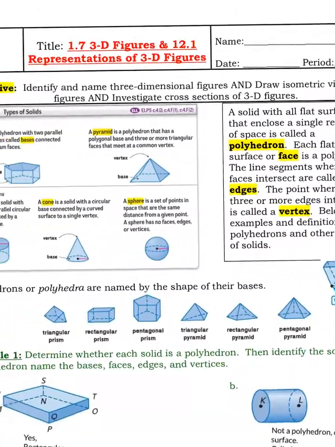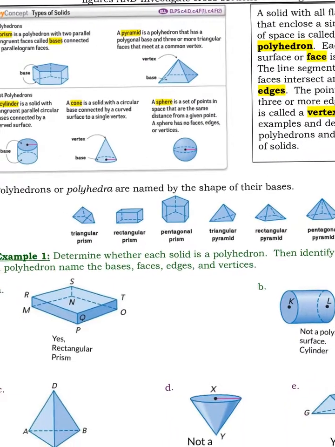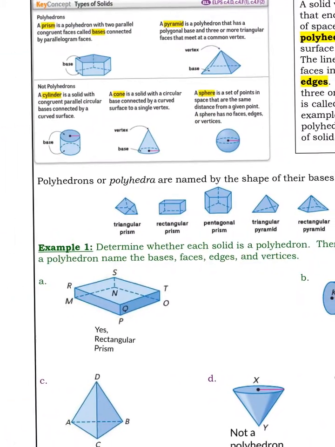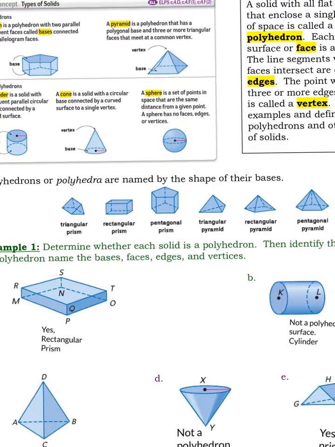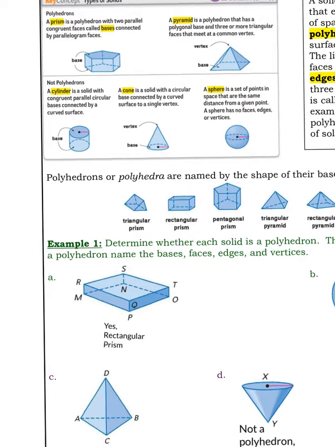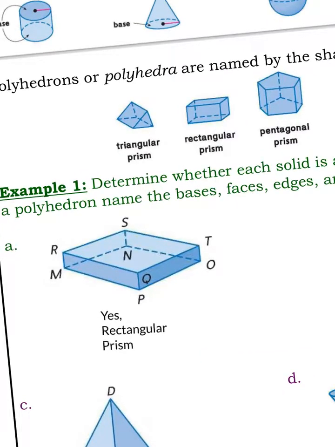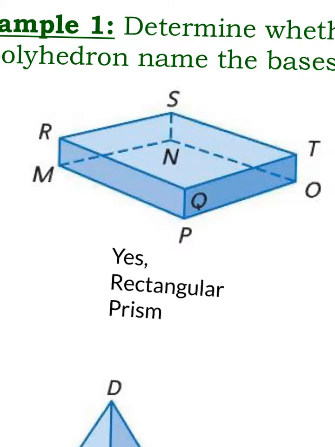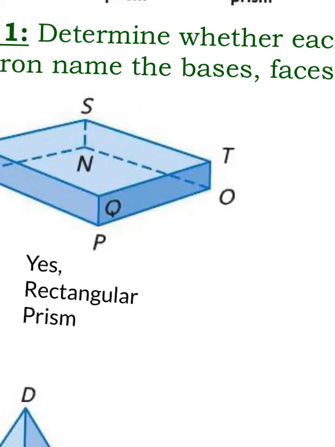So I'm going to determine whether each one is a polyhedron. I'm not going to identify the bases, faces, edges, and vertices. That's a lot to write down. I think it's okay to just go over, is this a polyhedron or not. So to save time, I've typed this out beforehand. So yes, this is a polyhedron. There's no curves, and this is a rectangular prism.